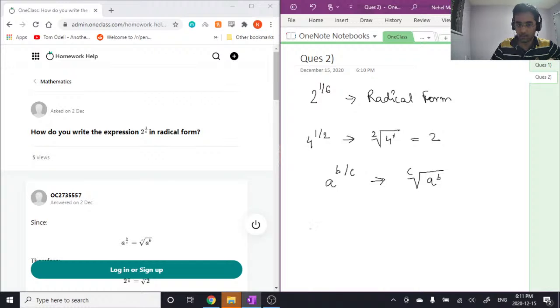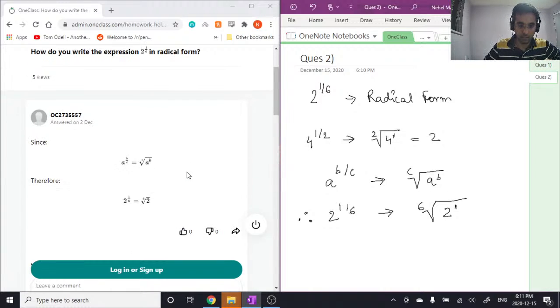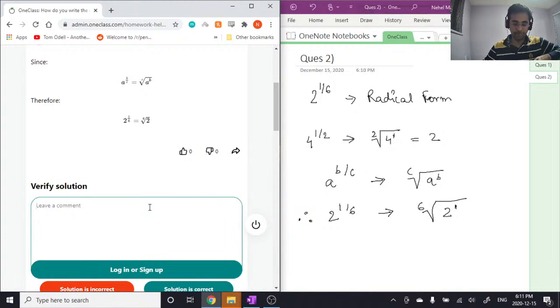Okay, so therefore for the number 2 to the 1 over 6, this would correspond to 2 staying in with the 1, and the 6 is outside of the root. So we have to find the 6th root of 2 essentially. We would obviously need a calculator for that, so we won't compute it, but this is the final radical form of this expression. So this is correct.